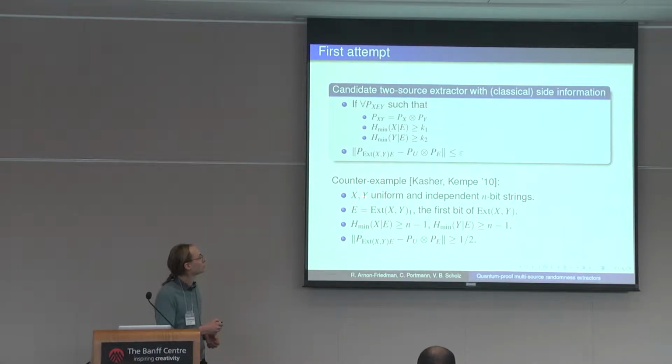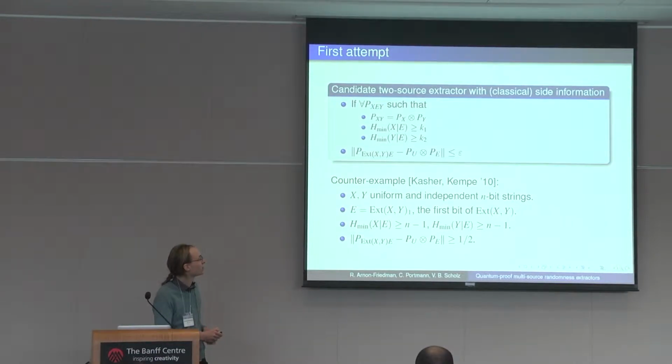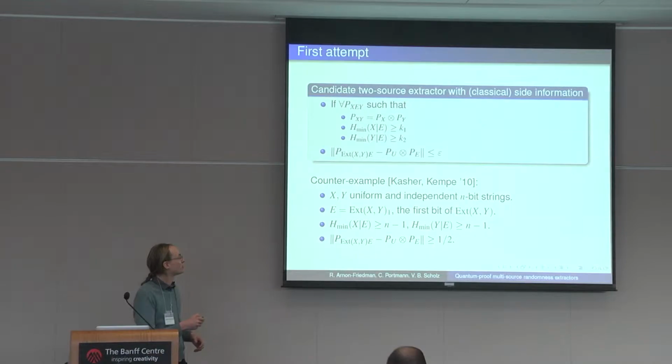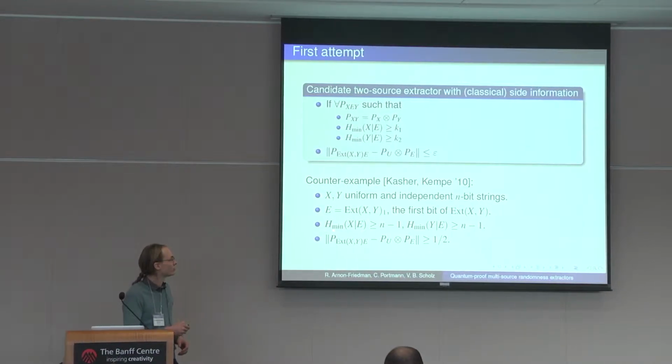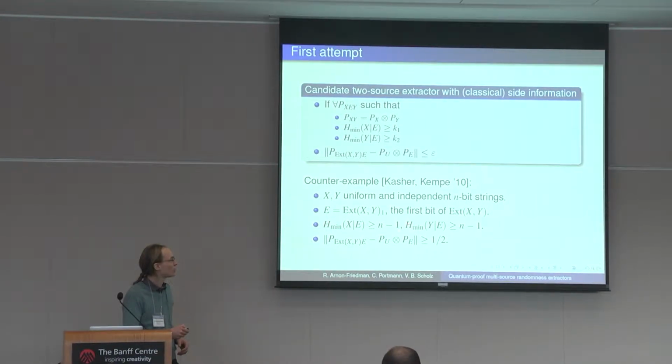So the example is as follows: take X and Y to be uniform independent n-bit strings, and we're going to make the side information be just 1 bit. So we apply the extractor to X and Y, and we just take the first bit of the extractor and we give that to the adversary, which means we still have a lot of entropy, both in X and in Y, and yet the distance from uniform has to be at least 1/2, because here we have a perfect correlation and here they are independent. So a trivial definition like this just doesn't work, and we need to think a bit more of how to do it.